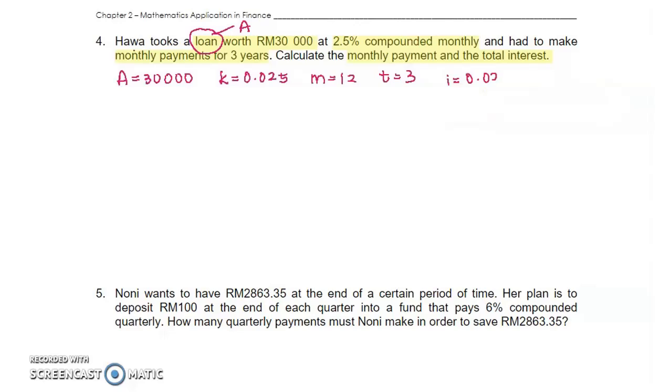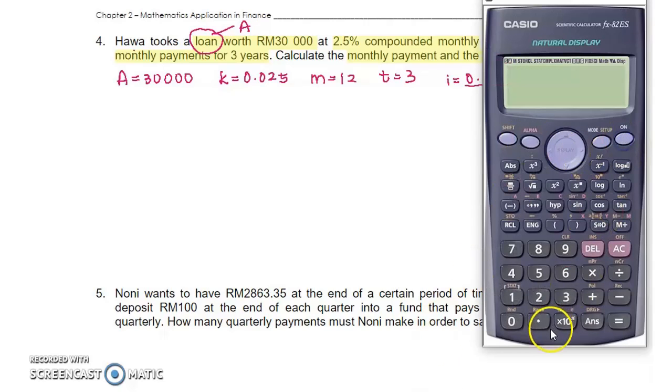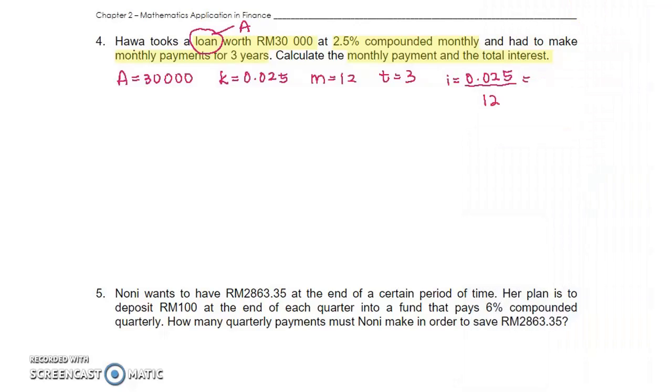So 0.025 divided by 12. So this one is 0.0021. Okay, so if you want to use fraction also no problem. 0.0021. Okay, then calculate n. n equals m times t. n, 12 times 3 years equal to 36.